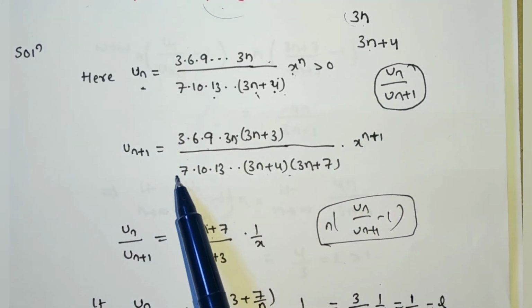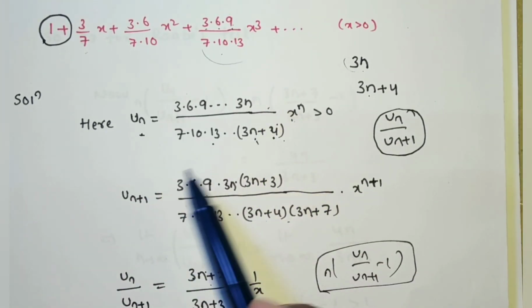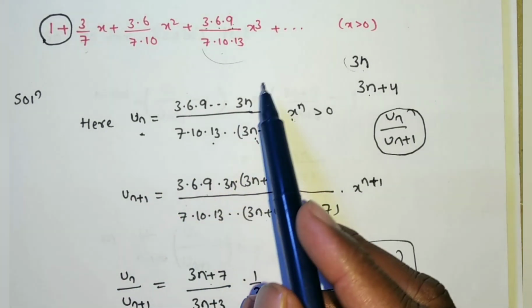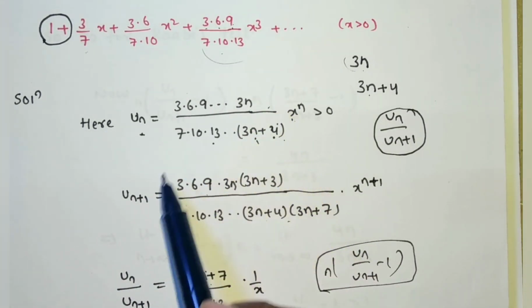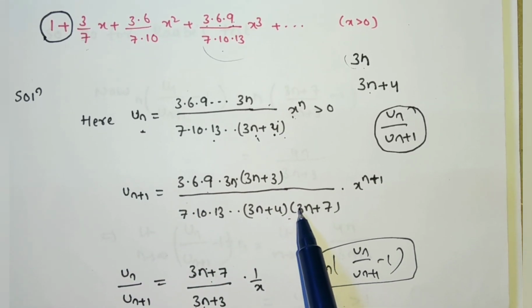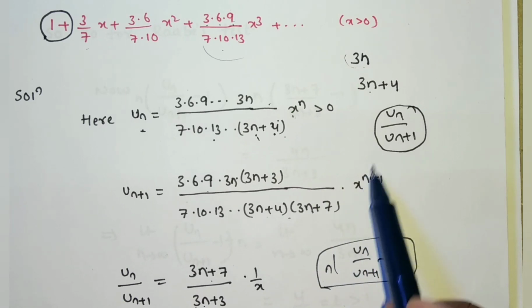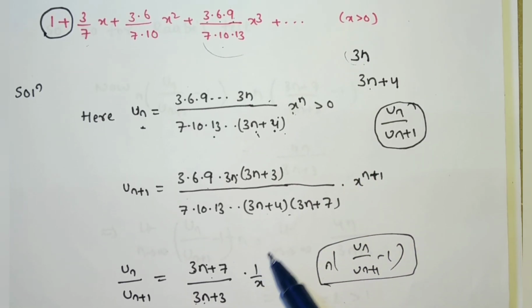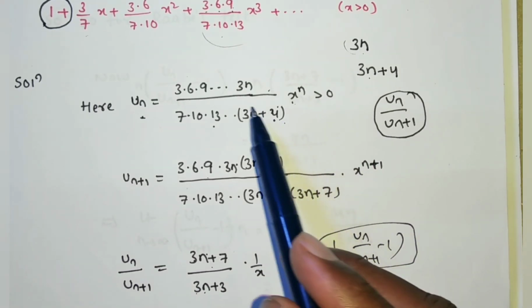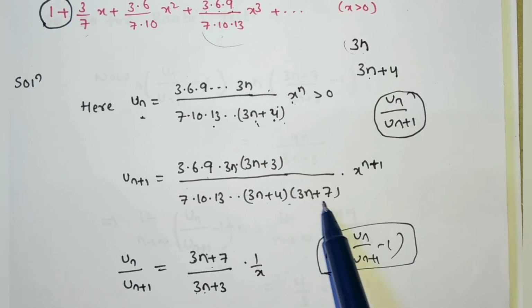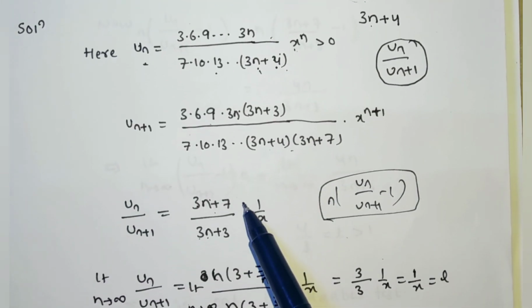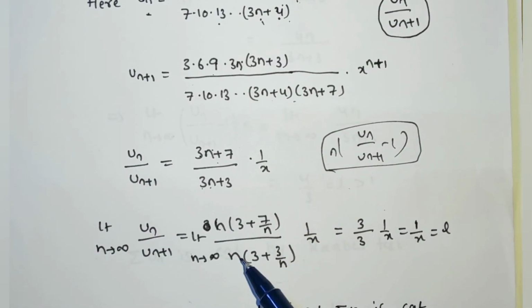Un by un plus 1, you see what the common terms are up to the nth term. So in the numerator, up to 3n gets cancelled. In the denominator, up to 3n plus 4 gets cancelled. Remaining, you have x to the power n by x to the power n plus 1, so x power n gets cancelled, and 1 by x is left. In the denominator term, 1 by 3n plus 3 by 3n plus 7, if you write the reciprocal, you will have 3n plus 7 by 3n plus 3.